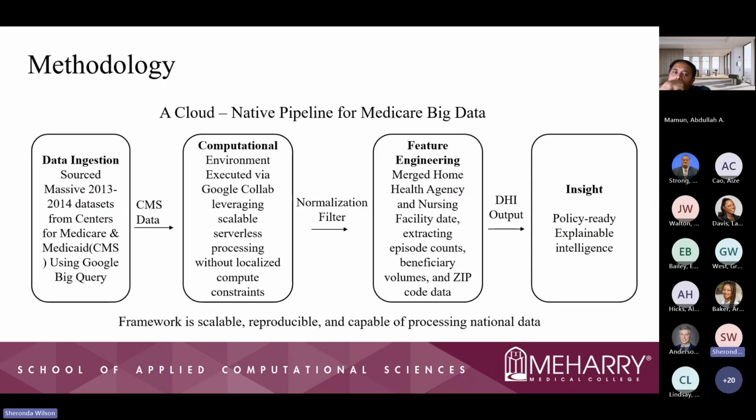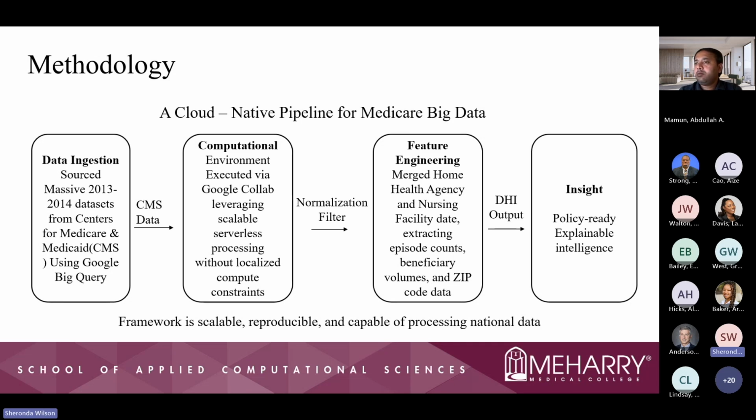As mentioned earlier, I also use that cloud native pipeline. So the data ingest, I sourced that massive 2013, 2014 data set. They did not currently have all of the information for 2024 forward just yet for enough states, because this data set is of course given by people, the facilities self-reporting their information. So the computational environment was, of course, the Python analytics and visualizations and modeling.